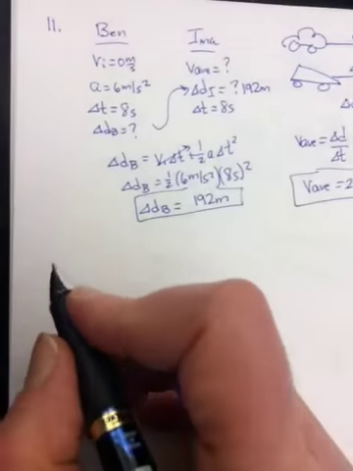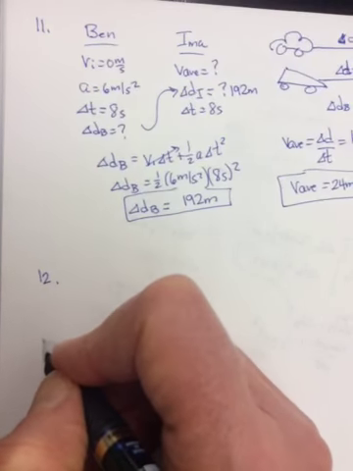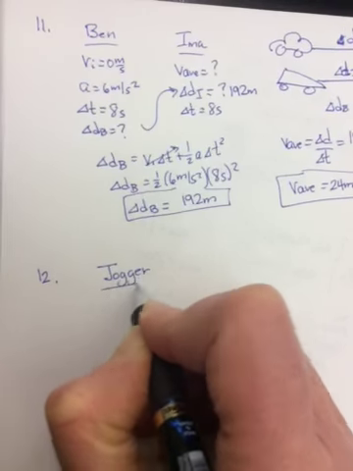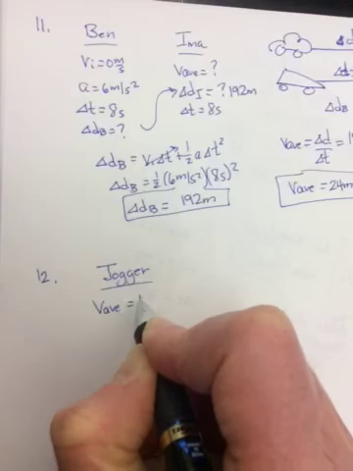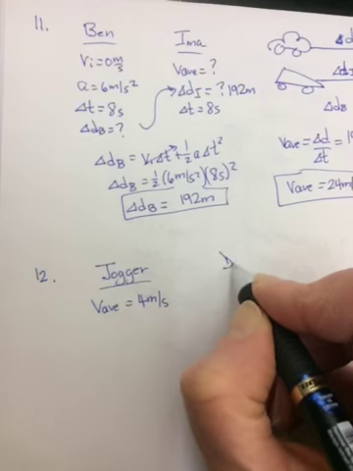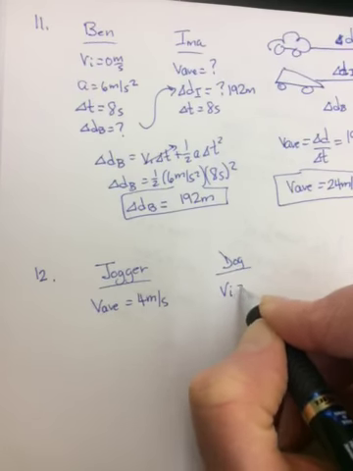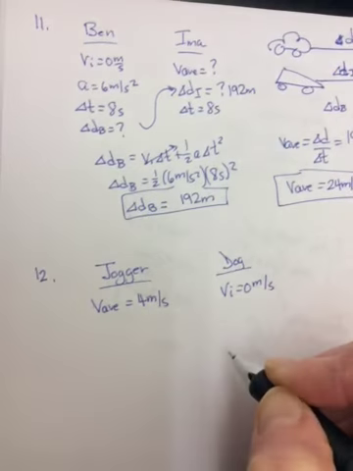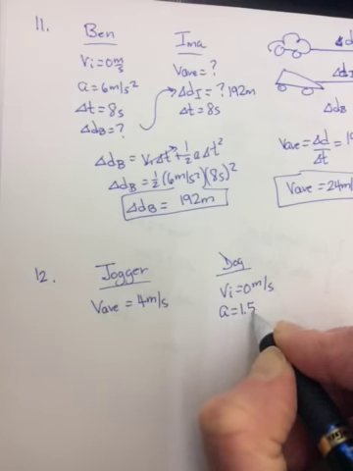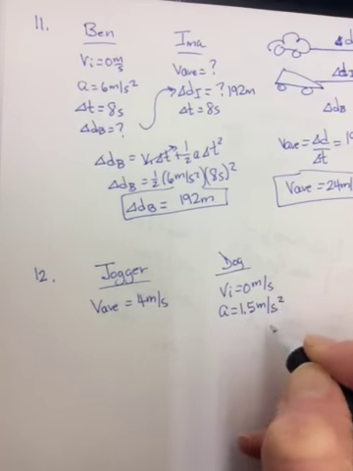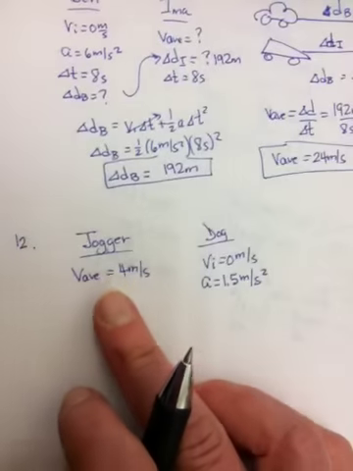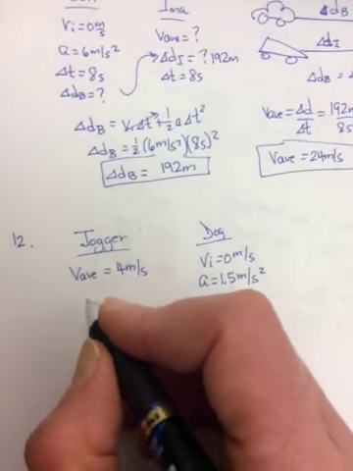Done. Number 12. Number 12 says a jogger with a constant velocity of 4 meters per second. So a jogger has a VAV, constant velocity, of 4 meters per second. Runs by a stationary dog. So the dog, VI, is 0. Who immediately begins to chase her. The dog accelerates at a rate of 1.5 meters per second squared. So the dog's acceleration, 1.5 meters per second squared. The jogger wearing an iPod doesn't hear the dog, so doesn't speed up. How long before the dog catches the jogger?